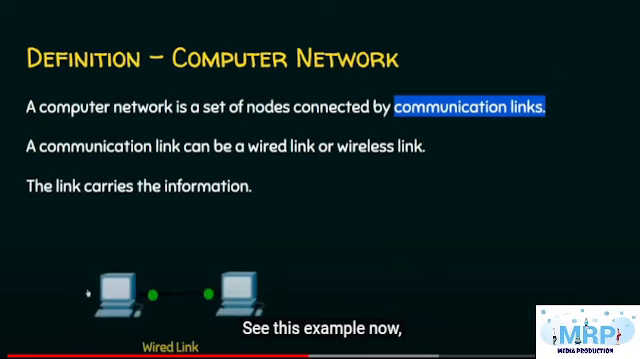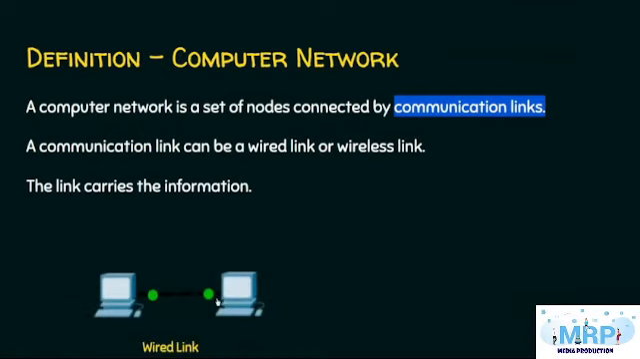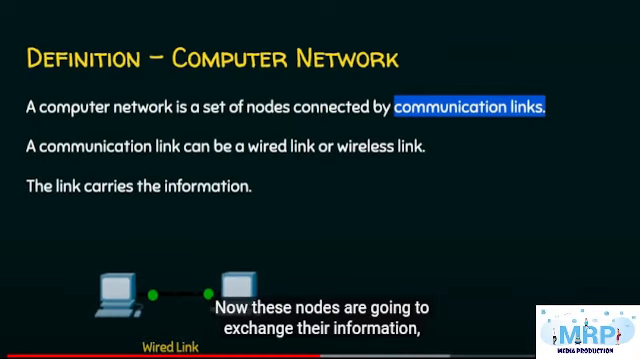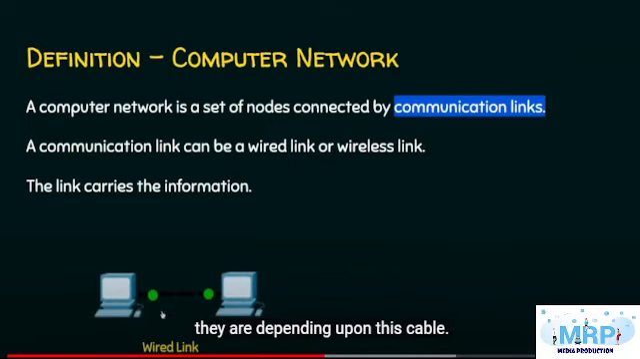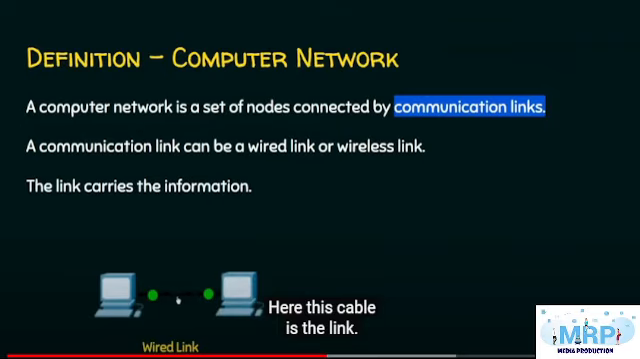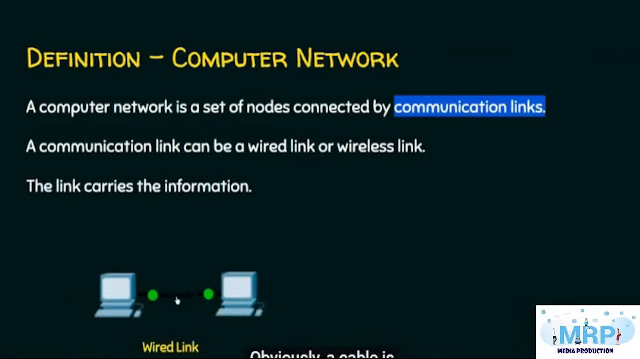See this example now. There are two computers. We can call these two computers nodes. Why? Because these two computers can send data as well as receive data. Now these nodes are going to exchange their information, but for exchanging the information, they are depending upon this cable, where this cable is the link. Obviously, a cable is a physical medium, so it comes under the wired category. So the wired link carries the information from this computer to this computer or vice versa.